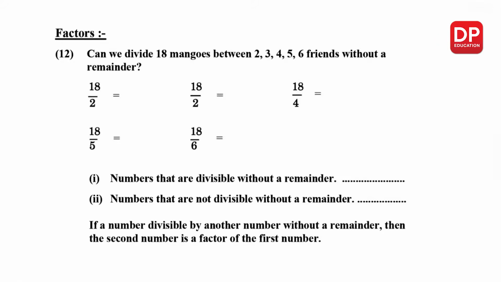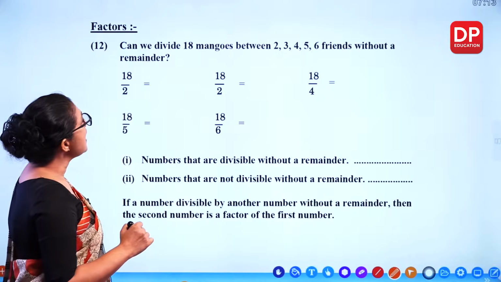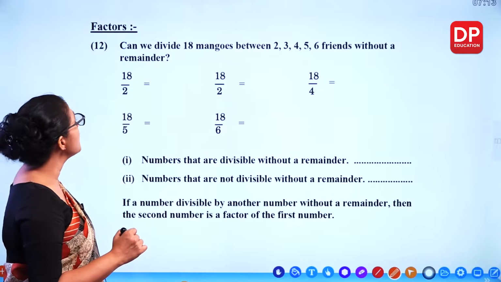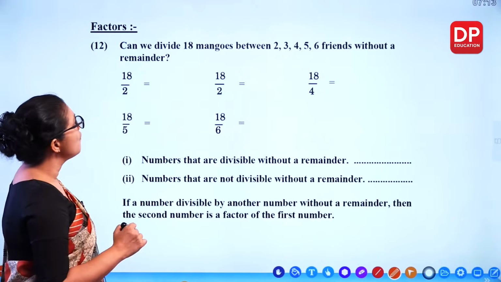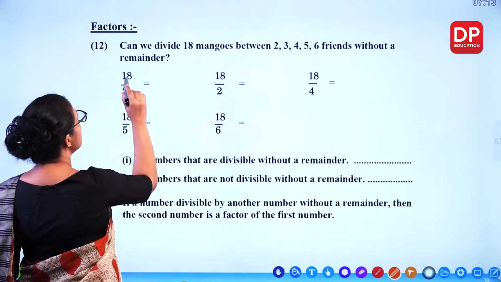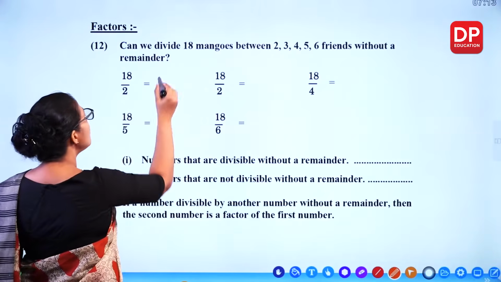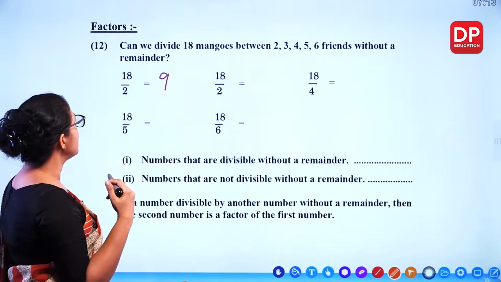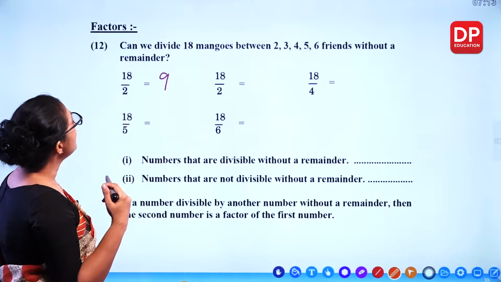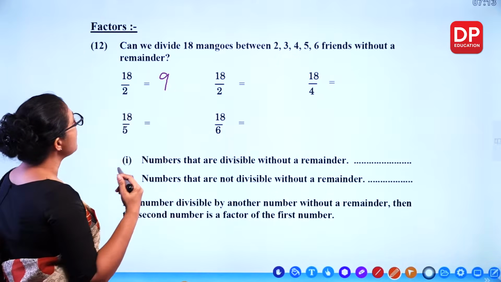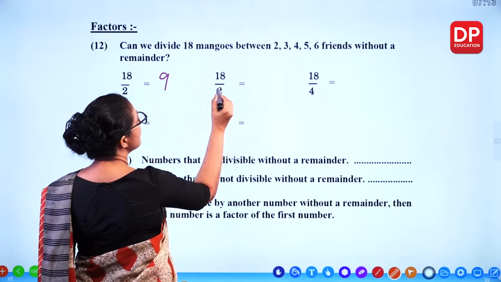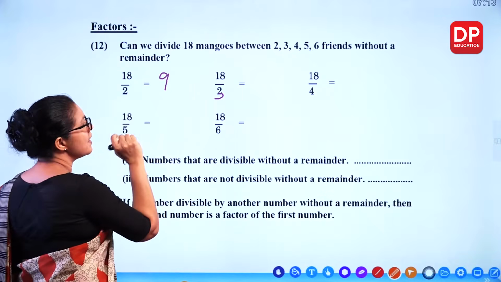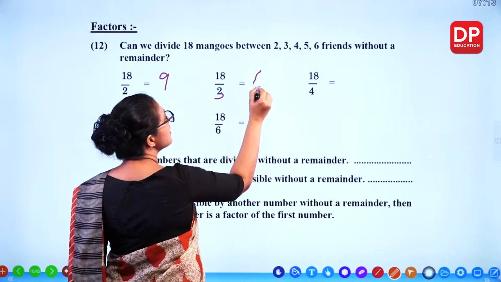Now, what are factors? Can we divide 18 mangoes between 2, 3, 4, 5, 6 friends without a remainder? So, we'll figure out 18. When you divide by 2, you get 9. So, it's a whole number, so you can divide. Then, divide by 3. 18 divided by 3, you get 6.